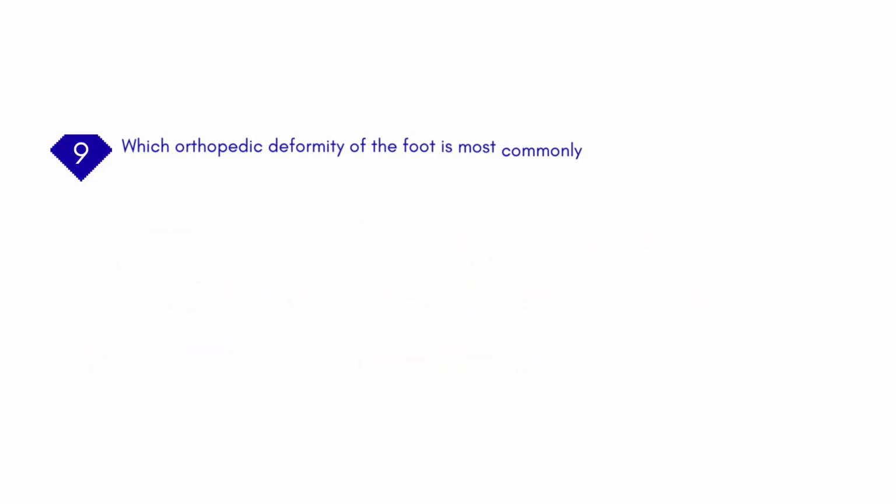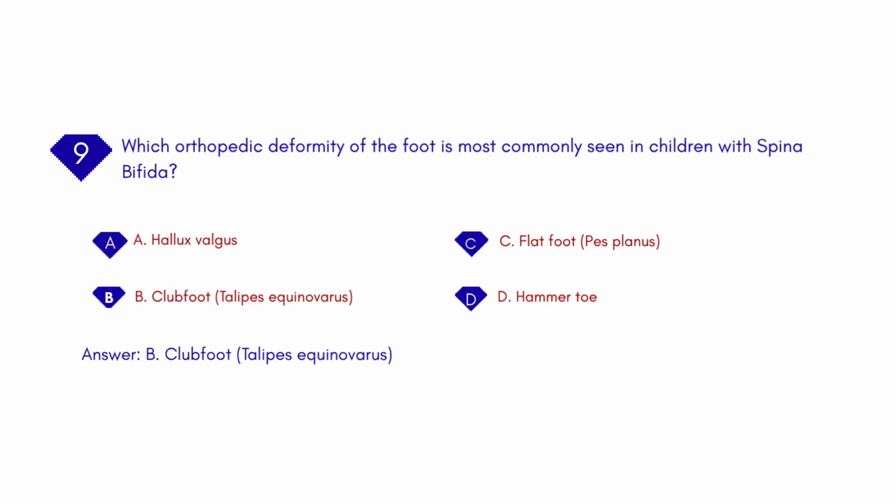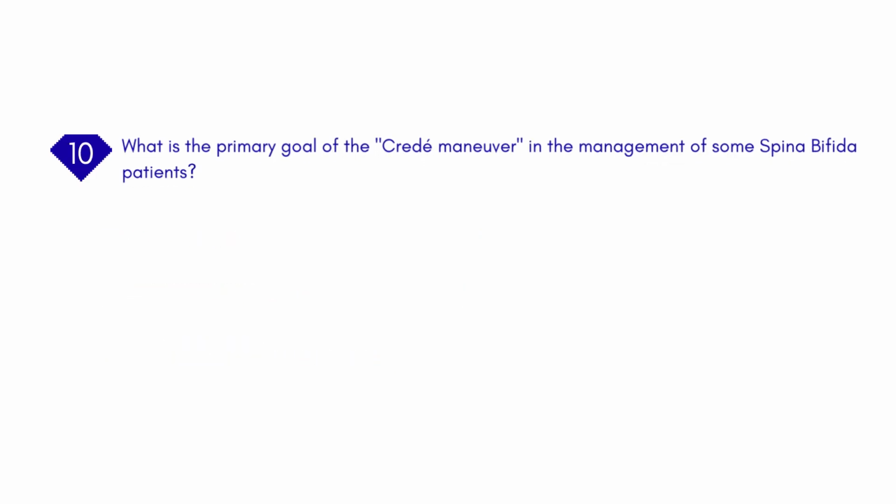Which orthopedic deformity of the foot is most commonly seen in children with spina bifida? A. Hallux valgus. B. Clubfoot, Talipes echinovarus. C. Flat foot, Pes planus. D. Hammer toe. Answer: B. Clubfoot, Talipes echinovarus.